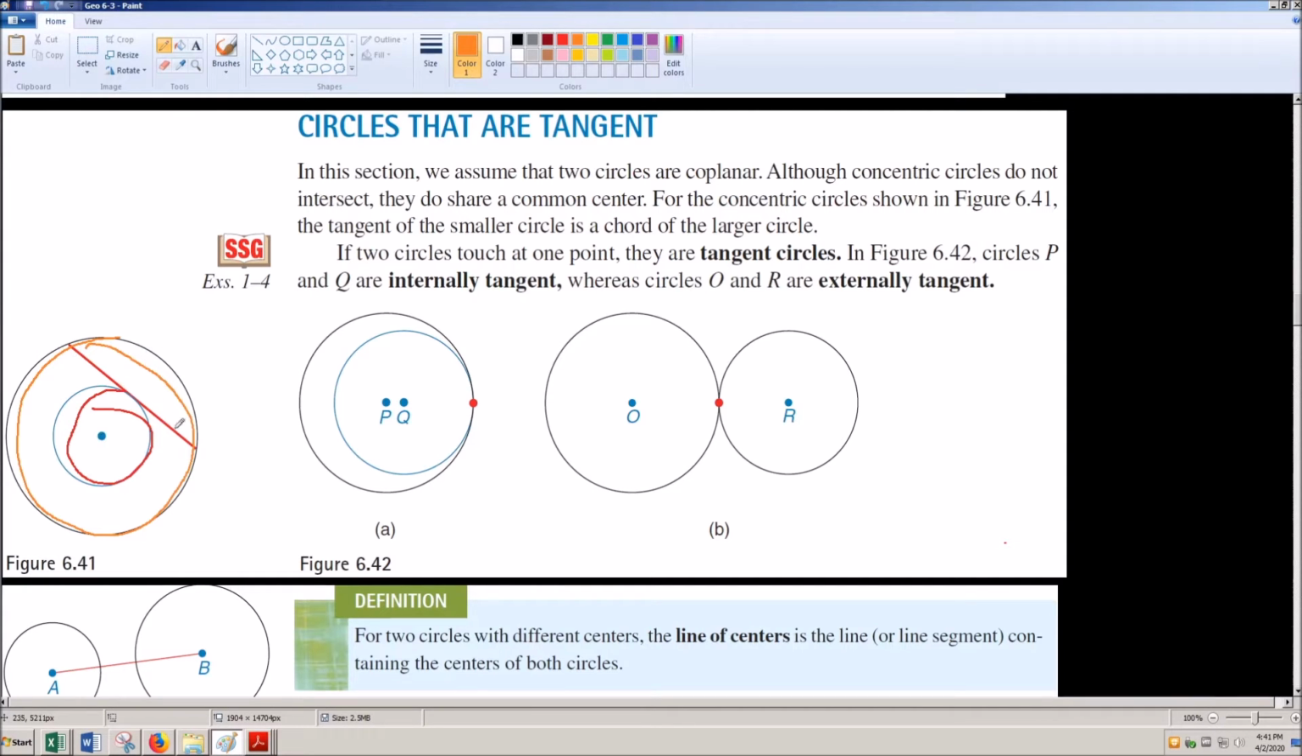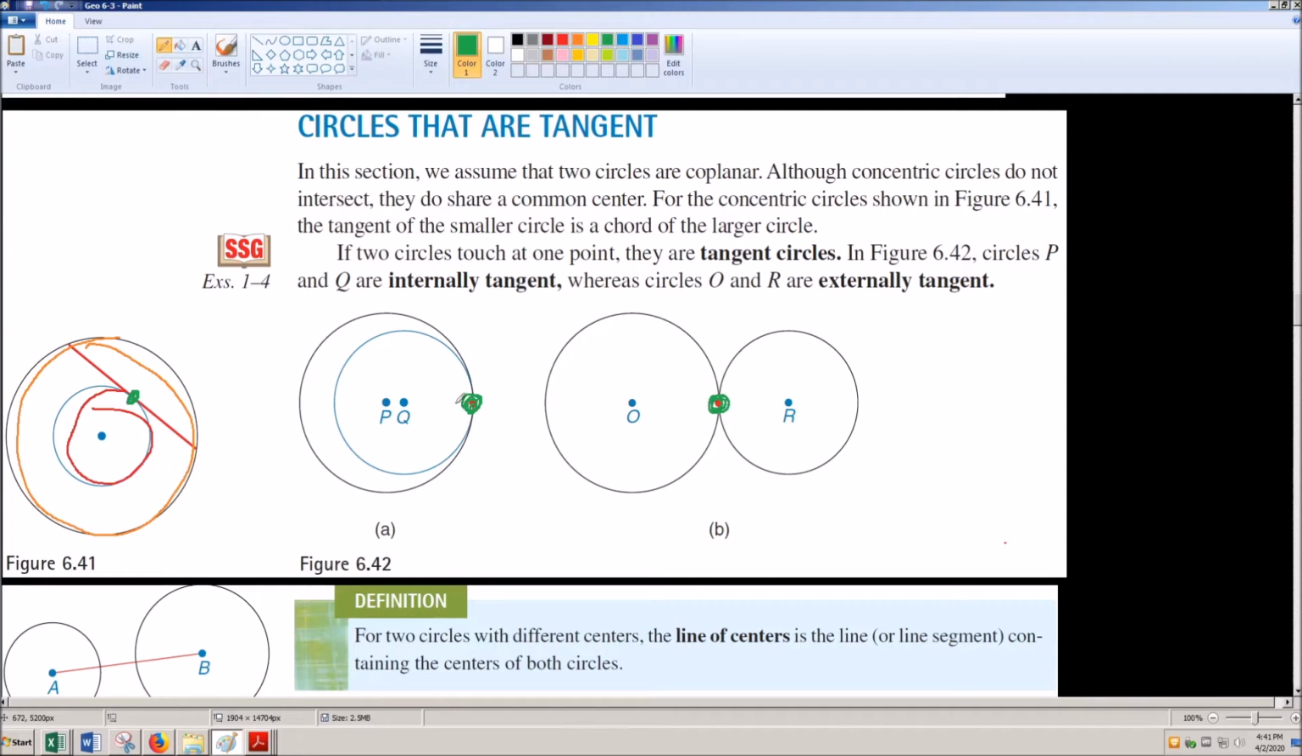I do have a line that comes through here and is tangent to the one circle, but it is not tangent to both. Here, I have this circle touching this circle at this point here. So here, we would say these two circles are tangent at one point. So here, for P and Q, we'd say these ones are internally tangent, whereas these ones are externally tangent. So O and R here meeting on the outside of these two circles, whereas this is on the inside.